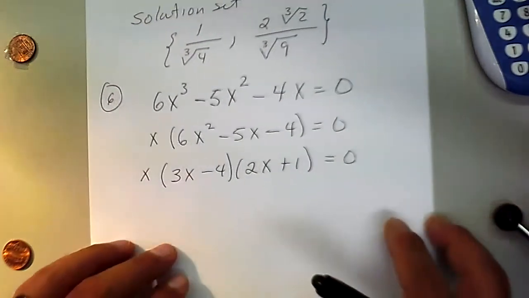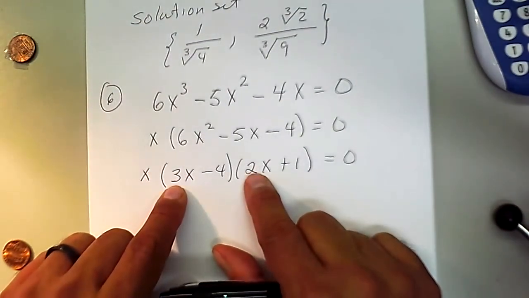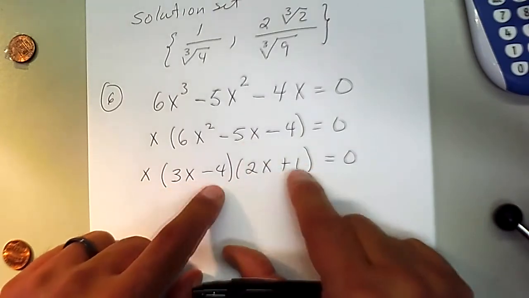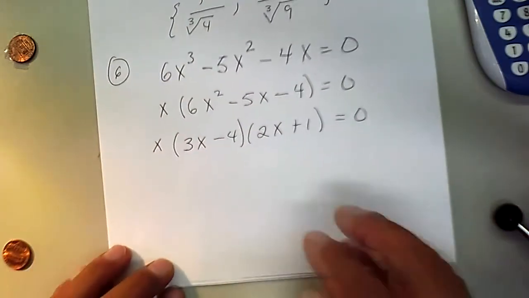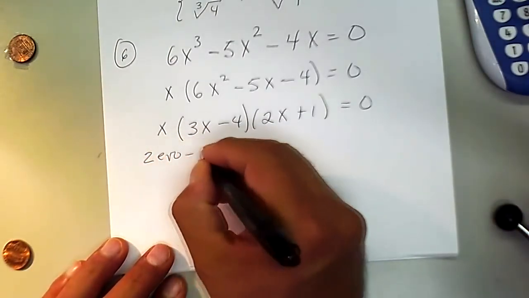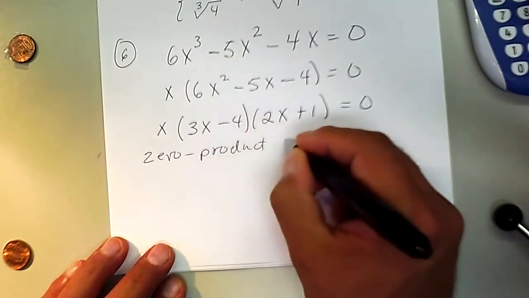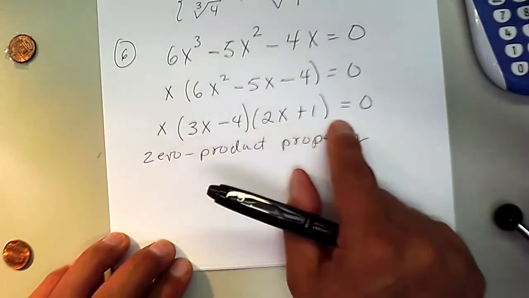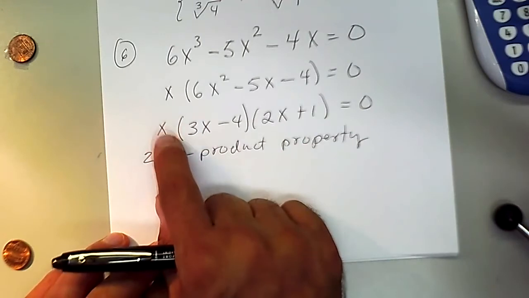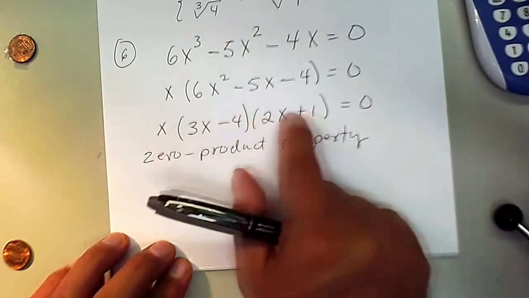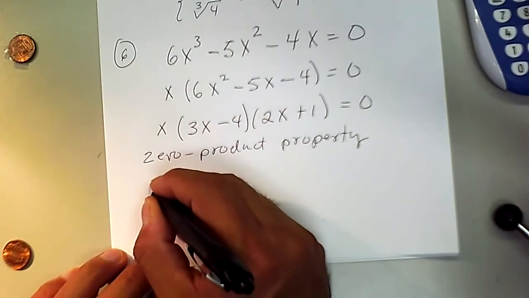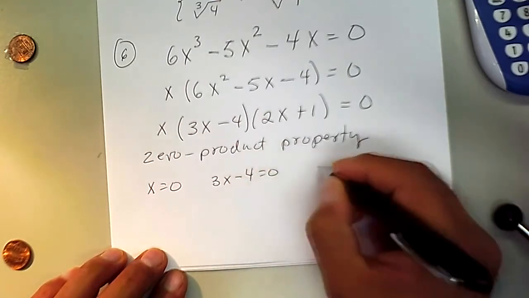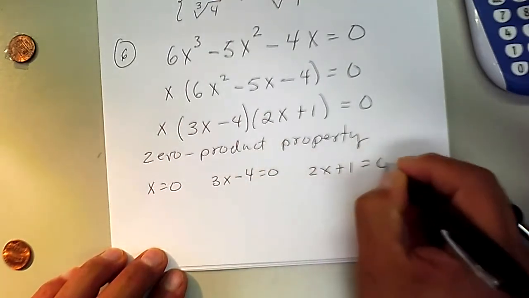Let's double check. 6, 8 negative, plus 3, negative 5, and then negative 4. Yep, that works out. So we're going to apply the zero product property, which states that the only way a product can be 0 is if at least one of those three factors is equal to 0. So either x is 0, or 3x minus 4 is 0, or 2x plus 1 is 0.